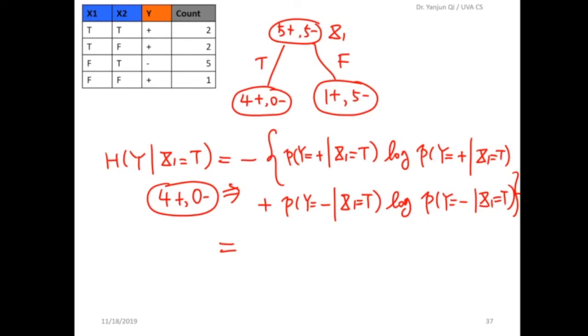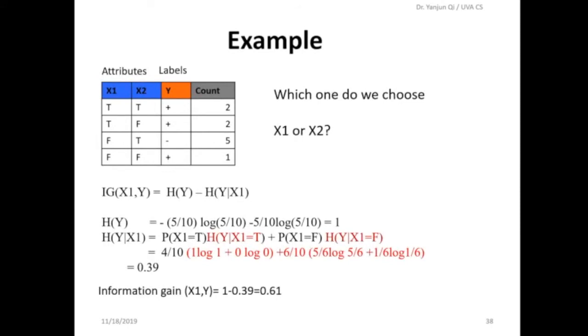So what is this? 0. Yeah, of course, right, because this is a pure node. The more pure, because it's on two sides of that bell-shaped function, this gives me 0 entropy. And you can also do the same thing for the 1 plus and 5 minus. I'm not going to do it, which is pretty easy. So this is the H(y) conditioned on x1 equals true, which is 0. And this is the other, 5 plus and 1 minus.